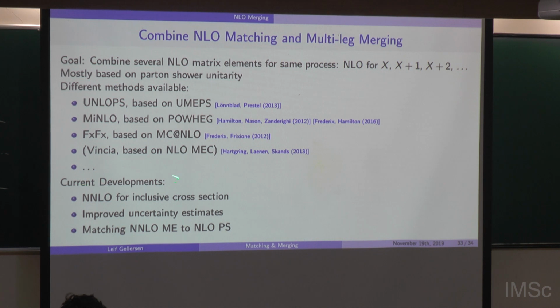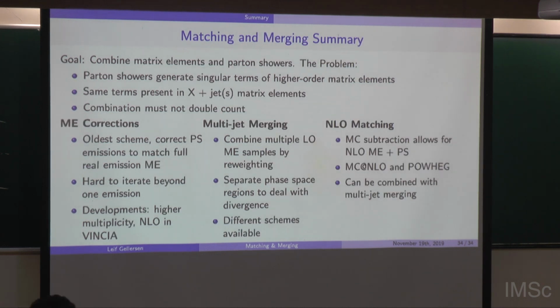Okay, and then current developments in this field is, of course, improving these methods, but then also getting the NNLO right for the inclusive cross-section while still matching to Parton showers. Then improved uncertainty estimates. I didn't talk at all about uncertainty estimates, but that's very important because you need to know how precise or how accurate your calculation actually is. And then something that would also be nice is to actually match the NNLO matrix element calculation with NLO Parton showers. So that might be a next step in this direction.